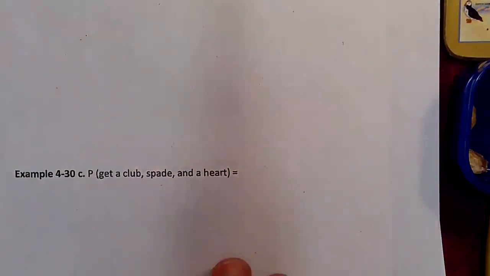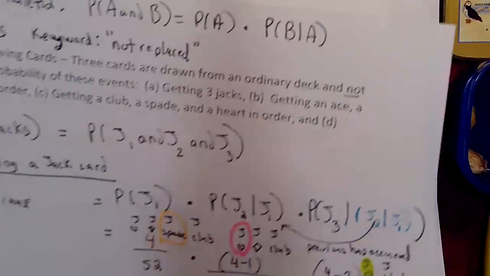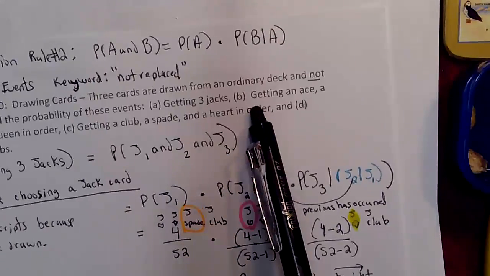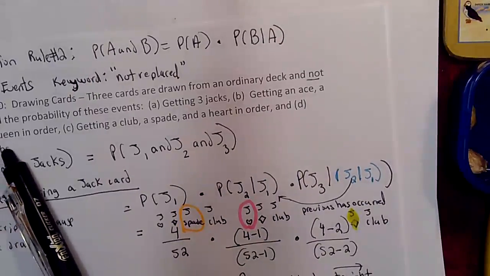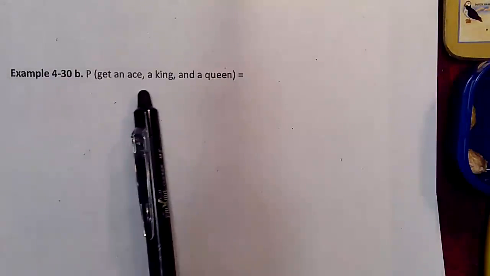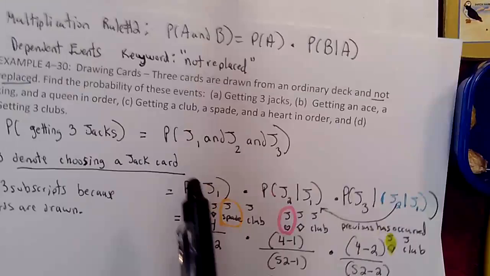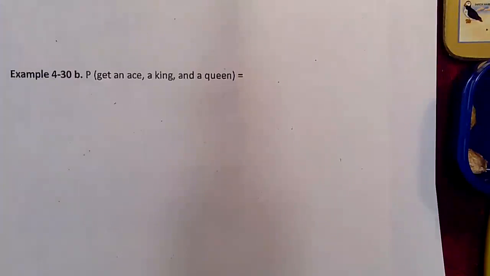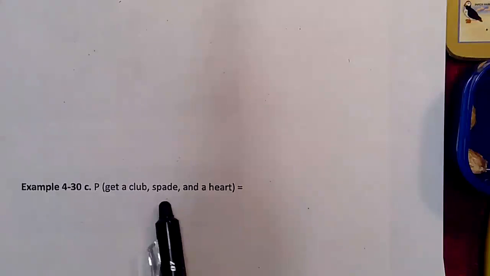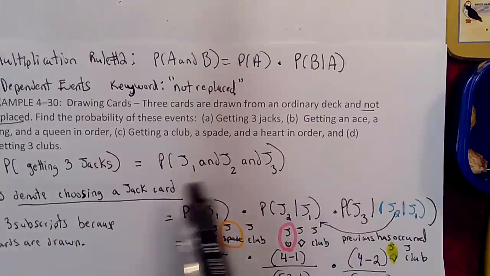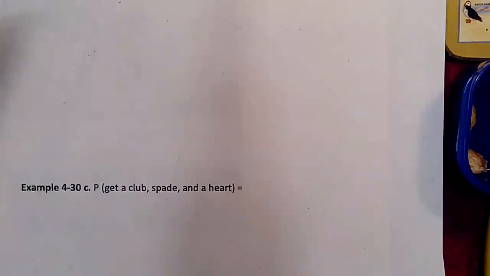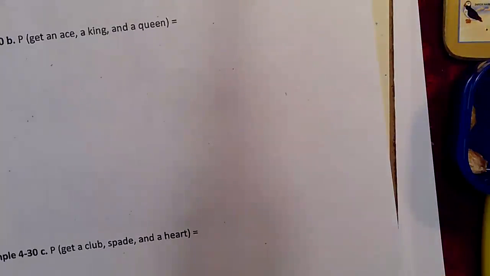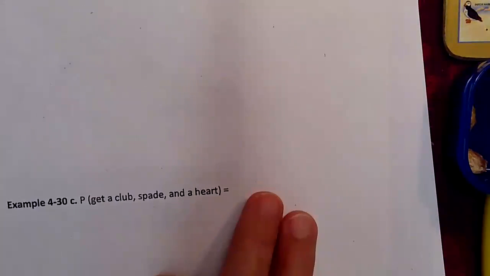Yeah, so here's part B. You see it says getting an ace, a king, and a queen in that order. And then C, getting a club, a spade, and a heart in that order. And then getting 3 clubs. See that? So I just set those up there. Okay. All right, so let's see.